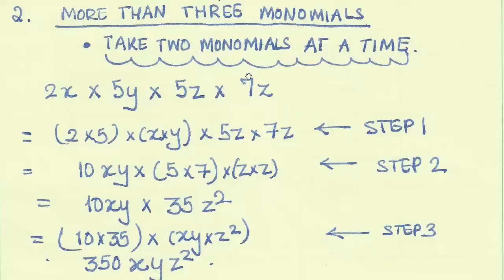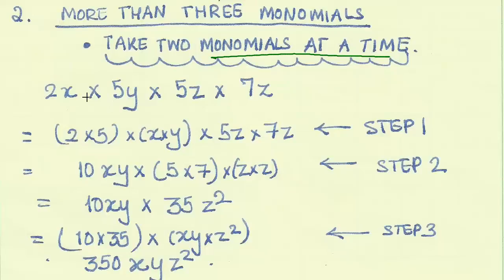Now let us look at how you would multiply more than three monomials. The rule is very simple. All we do is extend the steps that we did for multiplying three monomials. We just took two monomials at one time, and that is all we do. You keep on doing this until you get the final result.